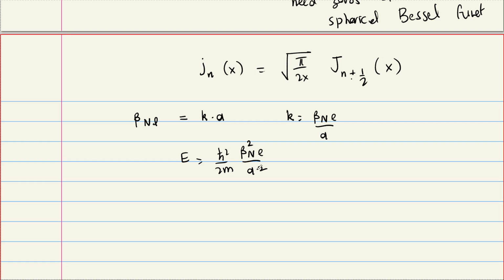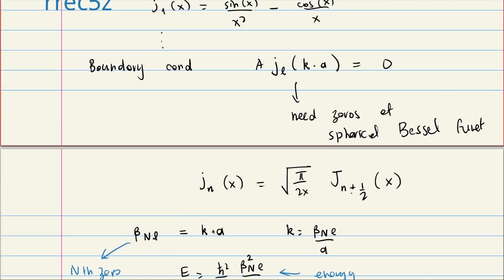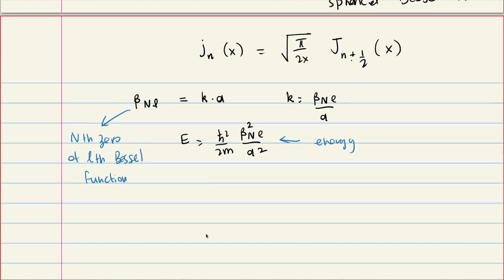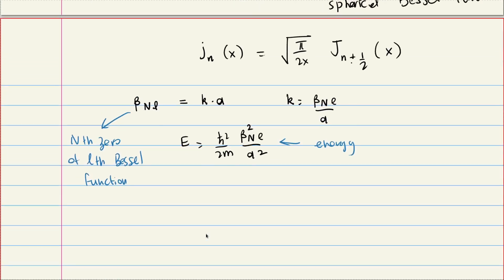So this one is the nth zero of the Lth Bessel function, and this one is energy. And this one I just use exactly what I use, as if it is sine and cosine, right? With the sine and cosine we did that. So what I want to do is I want to look at the energies, show you the spectrum, and then finish it there. Yes? You didn't write pi because it's supposed to include pi.